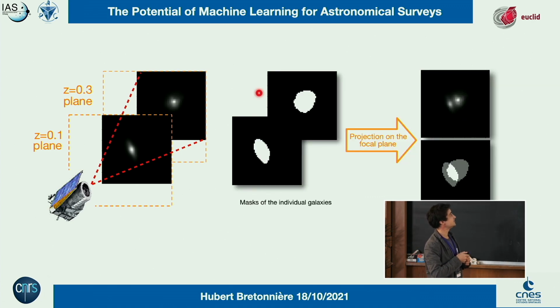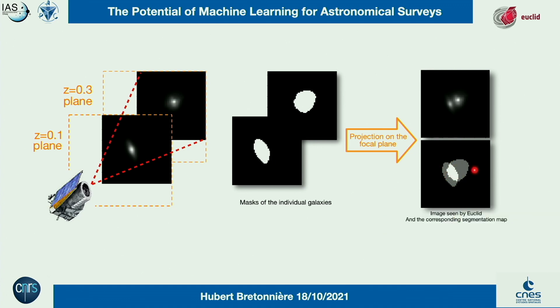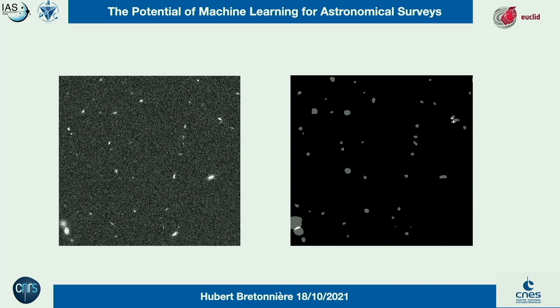A good way to identify this blending, this overlapped region, is to take what we call segmentation maps, where you transform your galaxy into a binary map where black is background and white is the galaxy. And so when you have an overlapping region, you can see it clearly. The goal of our algorithm is to take this as input and to create those kinds of maps where you detect the galaxies and you also detect the blending zones.